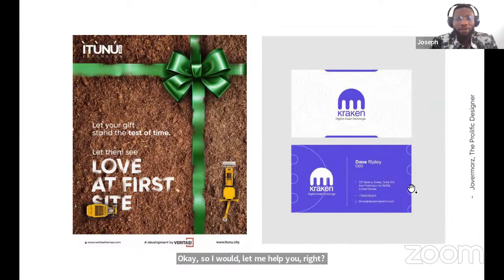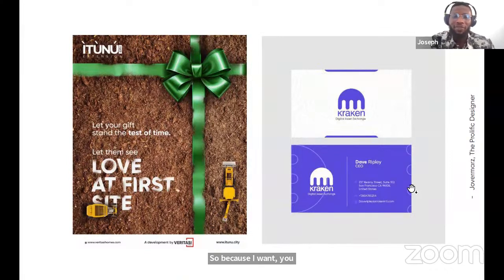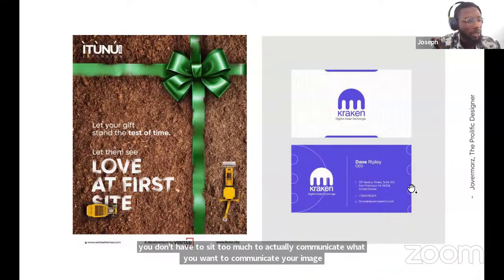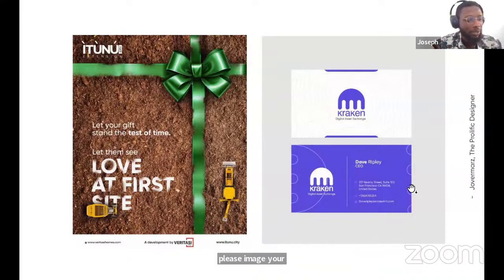In communication, I've entered another class now. In communication, you have to pay attention to what people want to see and what you want to communicate. So this design can easily just be "love at first sight," or it can be "let your gift stand the test of time," and we're still good. Because you don't have to say too much to actually communicate what you want to communicate. Your image plays a major role. Remember, I said 70 what percent. I said 70%.